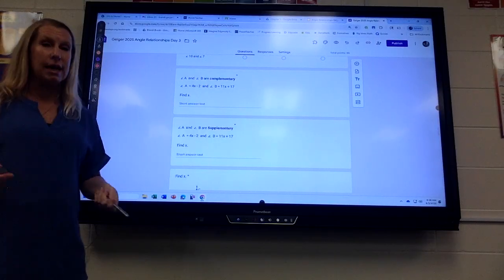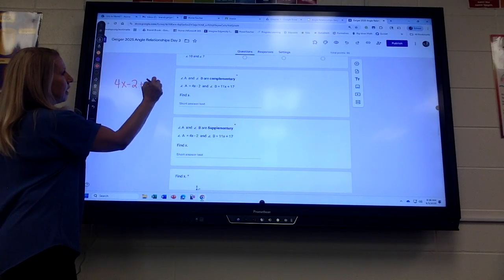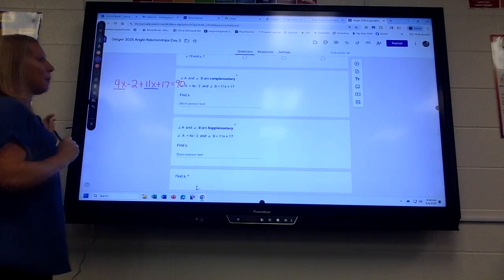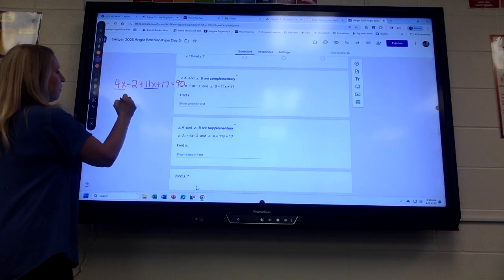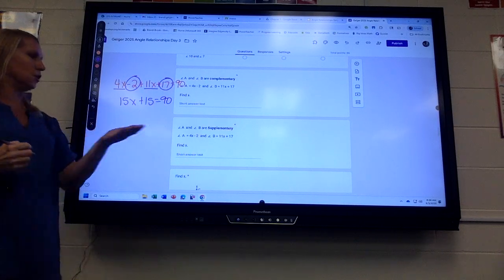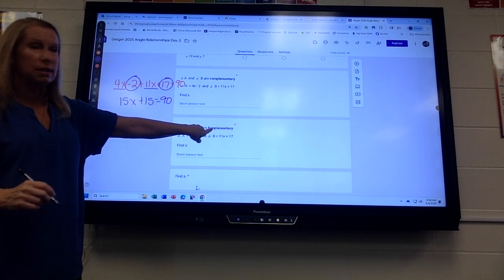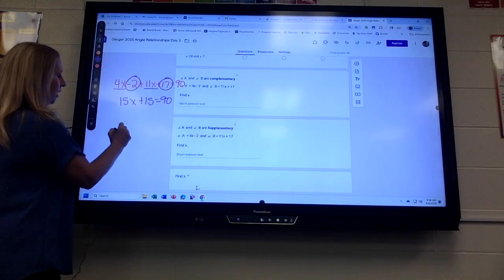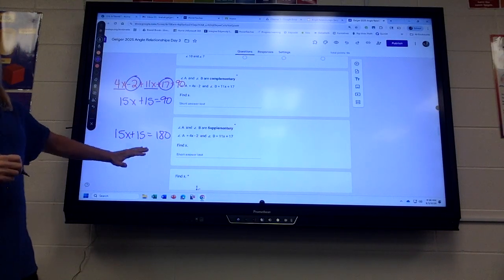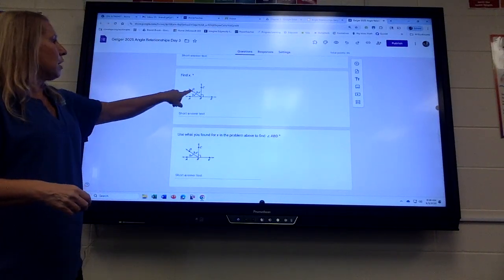Complementary adds to 90. This one's algebra. So you have to add these together, equal 90. So you have like terms, combine your like terms. 15x equals 90, and then you solve. And then the one below it is the exact same problem, except it says supplementary. So you could go ahead and combine 15x plus 15, but this time it would equal 180. So this one equals 90, this one equals 180.